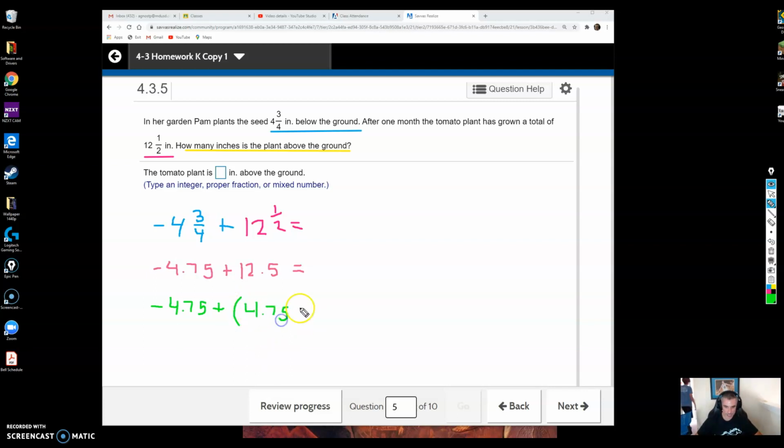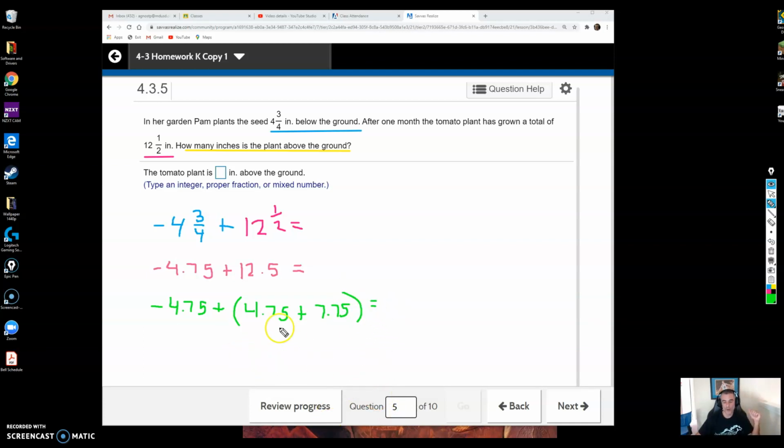4.75 plus, all right, so 4.75 plus what will get me to 12.5? So let's go ahead and subtract these two. 12.5 minus 4.75. Let's see, if I add 8, that's going to get me to 12.75. That's too much. So I believe this is 7.75. And again, you can use a calculator.